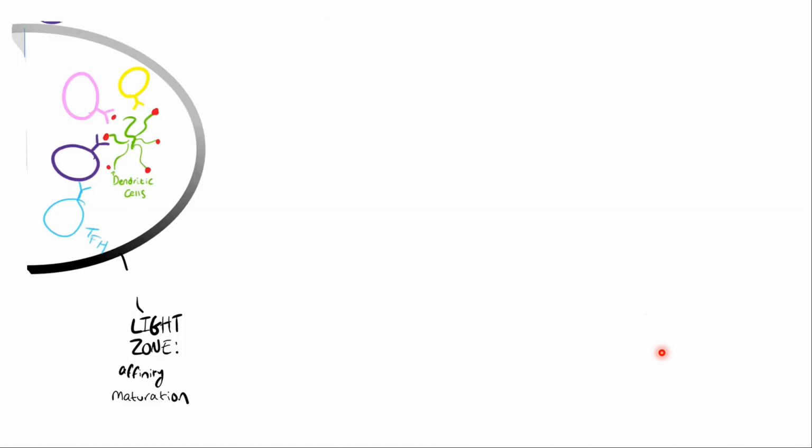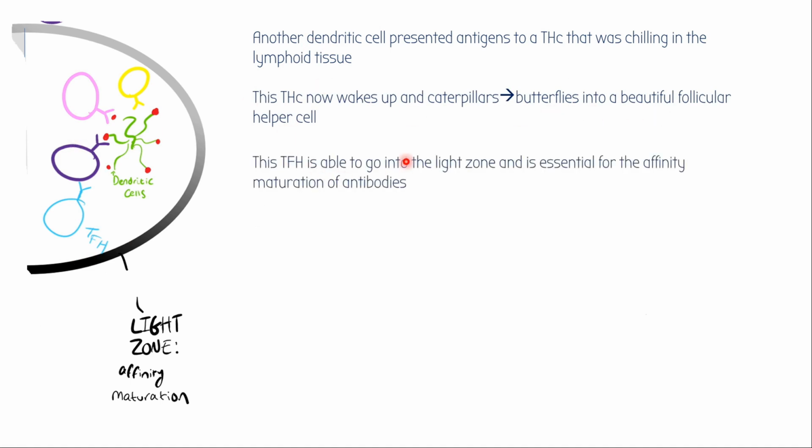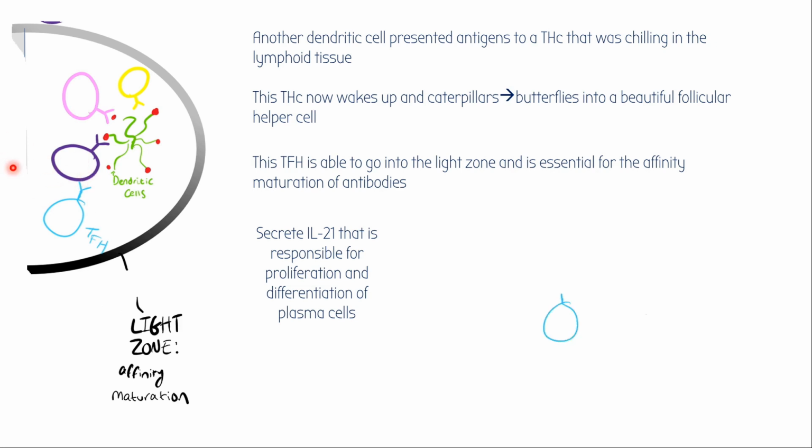Okay, very briefly, let's talk about how exactly this T follicular helper cell referees this. We knew that the way it becomes a follicular helper cell in the first place is that a T helper cell gets antigens presented to it by another dendritic cell, so not this one, but another one. This T helper cell wakes up and caterpillars into a beautiful follicular helper cell. This follicular helper cell is able to go into the light zone and is essential for the affinity maturation of antibodies. So all of that is stuff that I've said before. What they do is secrete an interleukin called interleukin 21. And that is essentially responsible for the B cells to proliferate and also to differentiate in the germinal center.